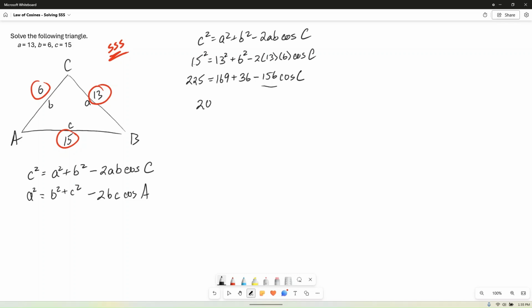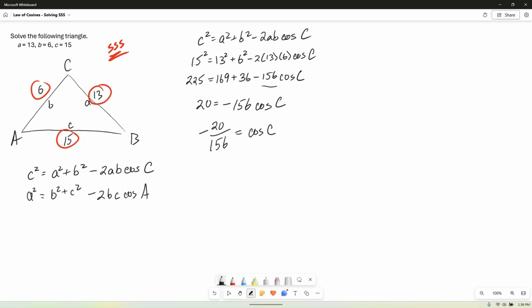So I get 20 is equal to a negative 156 cosine of C. To continue solving this, let's divide the 20 by the negative 156. I'm not going to actually divide this, I'm just going to write it. I'm not going to compute it. So negative 20 divided by 156, so that's a negative fraction, is equal to the cosine of C.